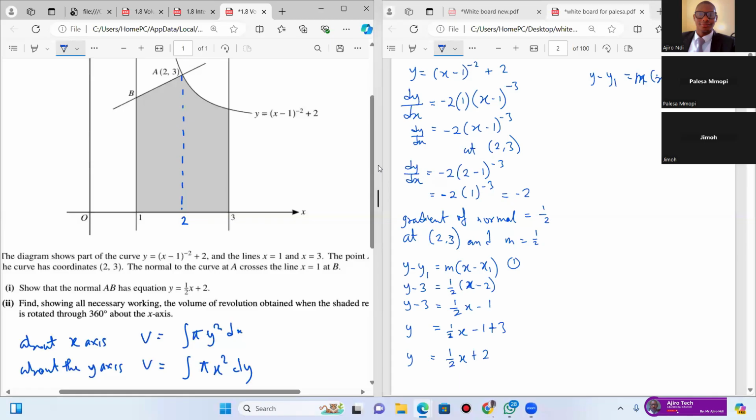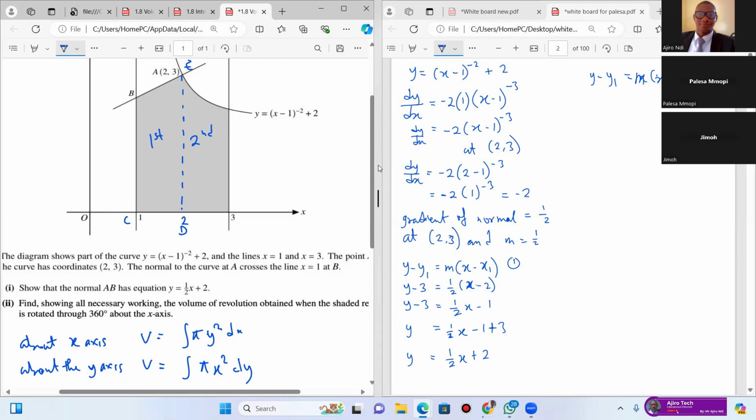Also, integrate this curve, y equals (x minus 1) to the power of minus 2, plus 2, from 2 to 3. But do you know that you don't need to integrate the first part? Because this line is straight. Let's say this is A, this is B, this is C, this is D, and this is E. So the area of BCDE is a trapezium.